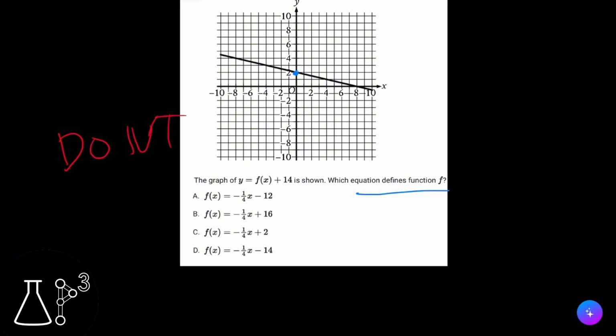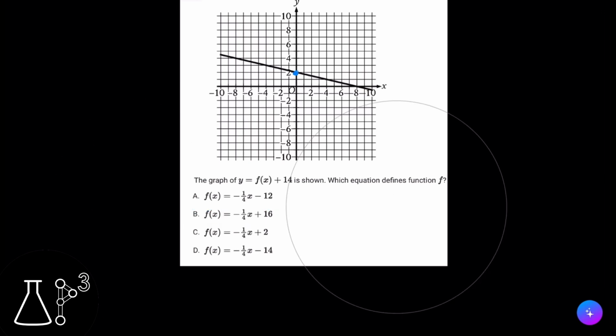You might assume that the graph given is f of x, and we just add 14. So let me do that. If I do that, I'm going to get 16. Therefore, my answer should be B, right? Because all we're doing is adding 14. Wrong. That's not what we're doing here.